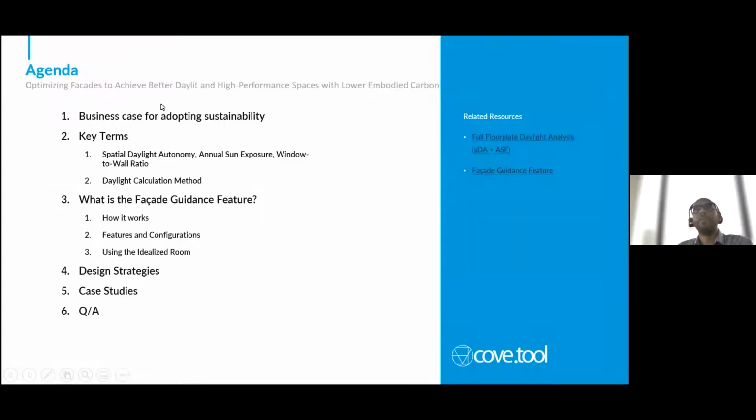In terms of the agenda, the first thing we'll cover is making the business case for adopting sustainability. Then we'll go through the key terms, like I mentioned before. We'll discuss in detail what these things mean and how people have been using them in the industry in the design process. Then we'll discuss quickly what the facade guidance feature is, and we'll use a web-based app that we have been developing in-house. I think some of you might have used the app before as well. Just to show you exactly how we have gamified the whole experience and helped people select the right design strategies.